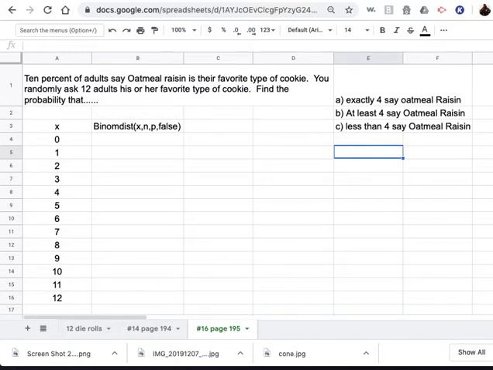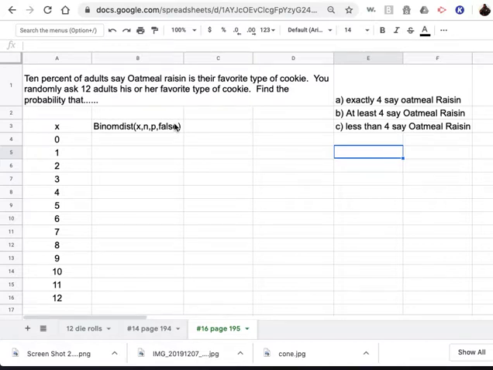I wanted to take a couple minutes and do a second example here of solving a binomial probability question utilizing the tools available in Google Sheets. Particularly, I wanted to pay attention to this function that Google Sheets has, the binomial distribution function. So we're going to look at number 16 in our textbook.